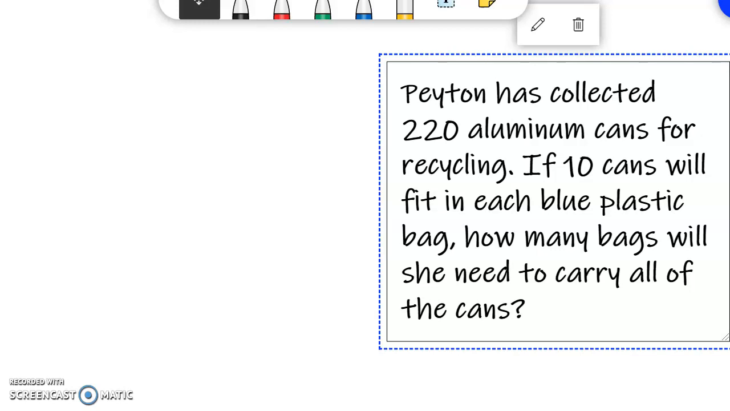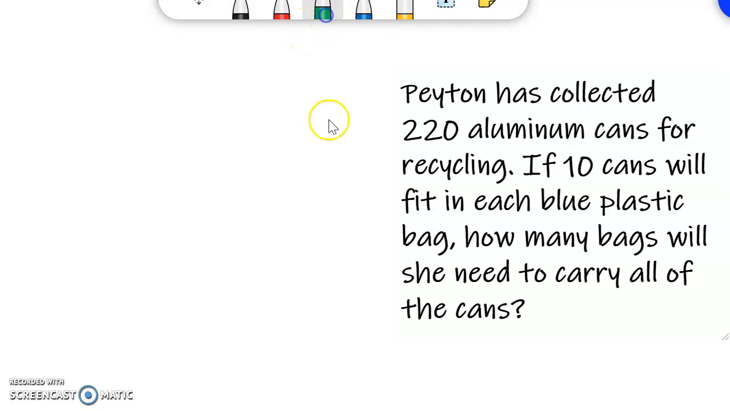So the problem that I have on the board reads as follows. Peyton has collected 220 aluminum cans for recycling. If 10 cans will fit in each blue plastic bag, how many bags will she need to carry all of the cans? So the first thing that I want to do is circle the numbers in the word problem. So I'm going to circle 220 and I'm going to circle 10.